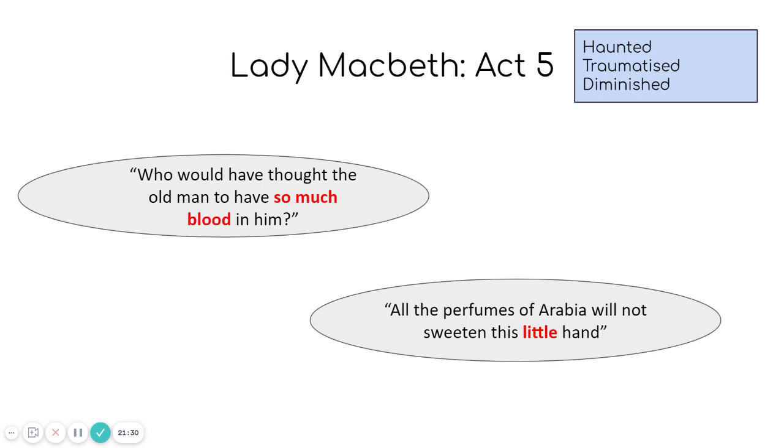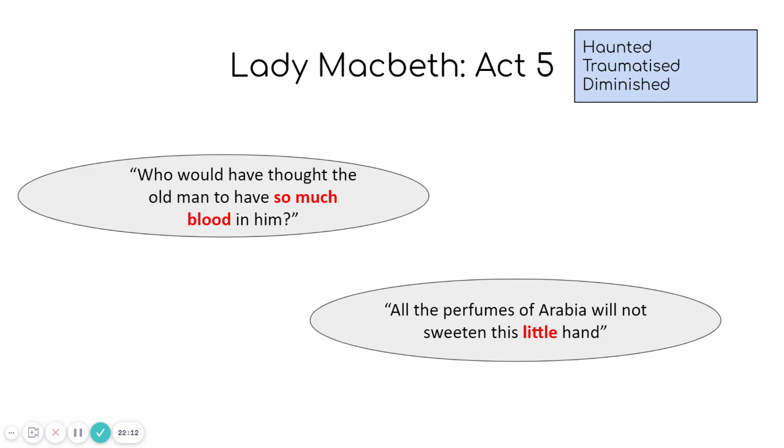So from being the driving force, the domineering wife in Act 1, who forced Macbeth into committing murder, now she's viewing herself as a little hand, somebody who's poor and innocent and blameless here. The fact that she's saying all the perfumes of Arabia will not sweeten this hand almost directly juxtaposes with what she said earlier about a little water clearing us of this deed. She's saying, I can never wash clean the smell of the blood. The bitterness of that blood on my hands will haunt me forevermore, and I will never rid myself of that guilt.